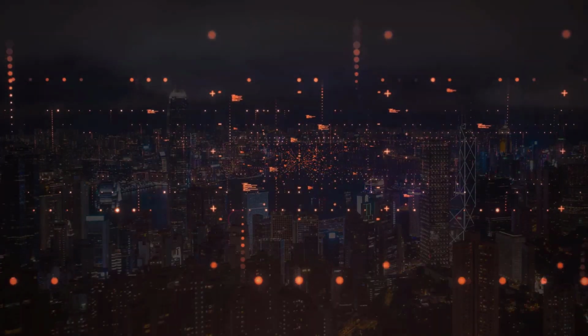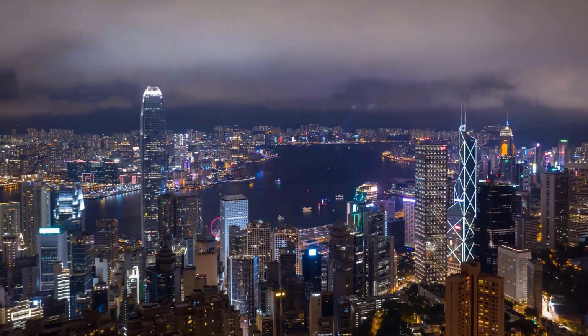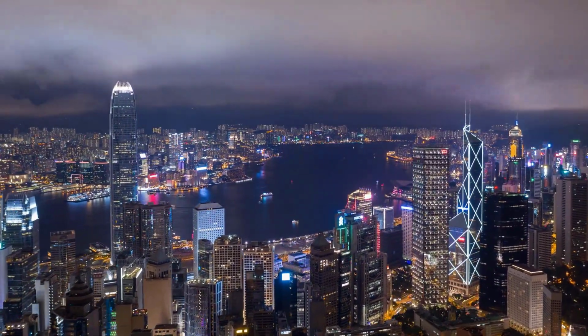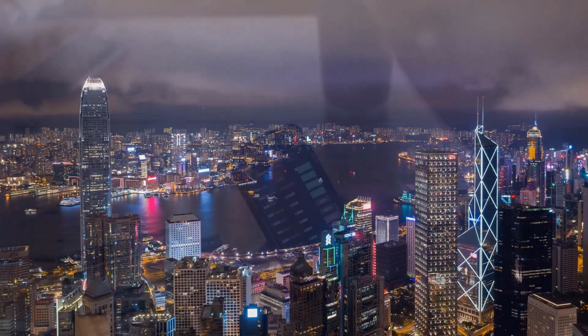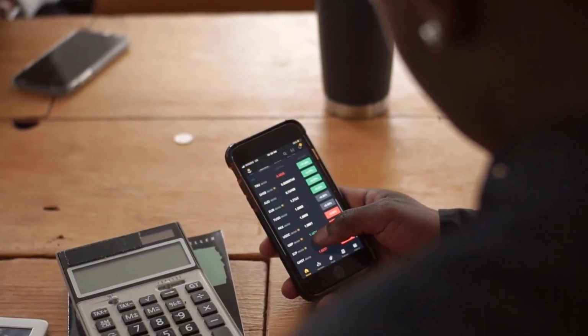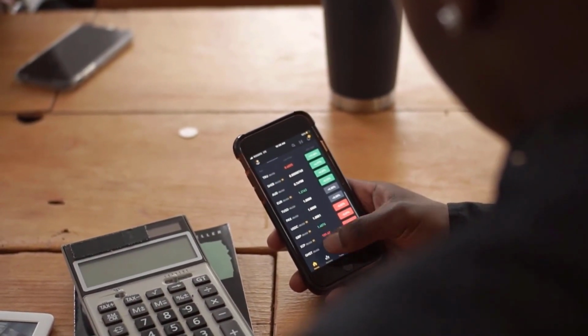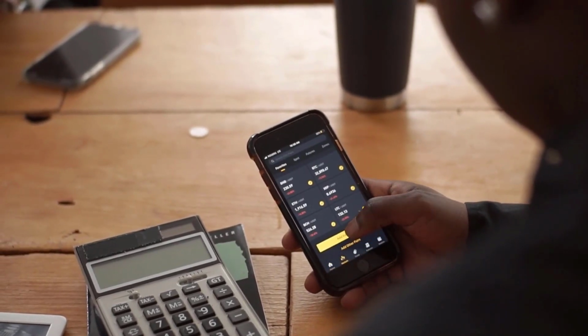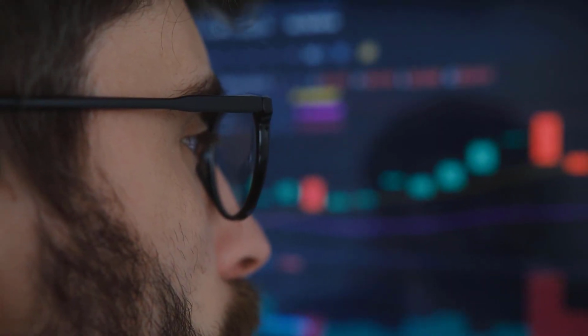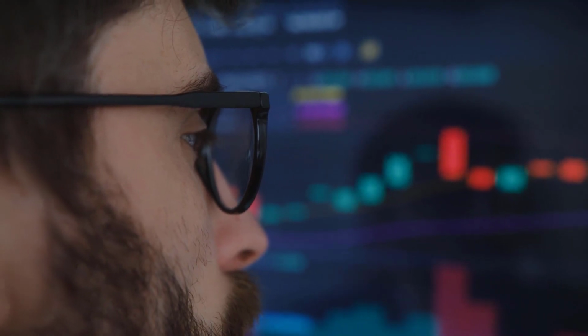Rand to Algorand price prediction for 2023, 2024, 2025, 2026, and 2027. ZAR to ALGO prediction for March 2023: opening price at 0.224 coins, high 0.301, while low 0.213.